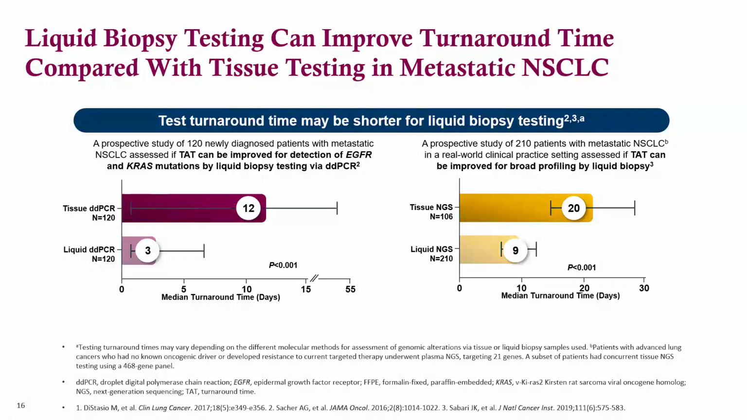So this is the turnaround time comparison between the liquid biopsy and the tissue biopsy sample. When we subject the tissue biopsy sample for NGS, it will take almost around 20 days. Whereas if you subject the liquid biopsy ctDNA sample for NGS, it is almost 9 days. When you compare the same thing with PCR, it is 12 days and 3 days. So the turnaround time is greatly reduced with liquid biopsy. Next slide, please.